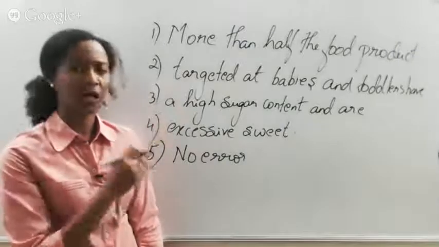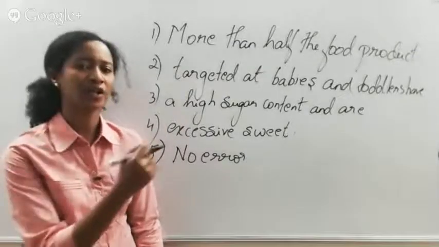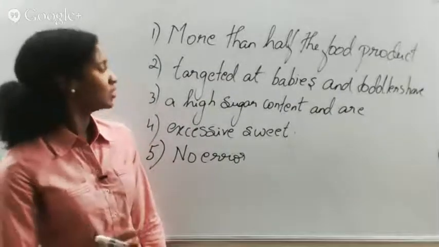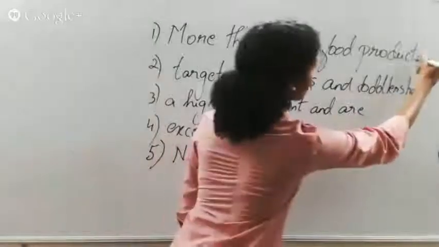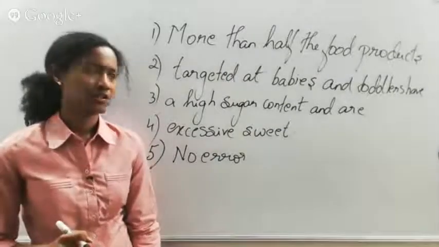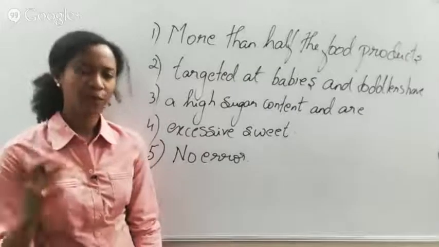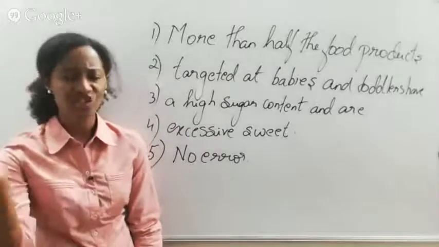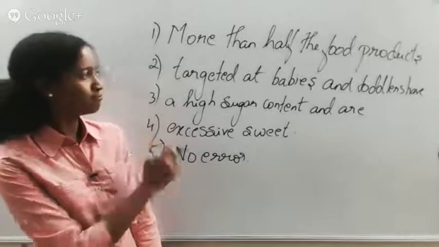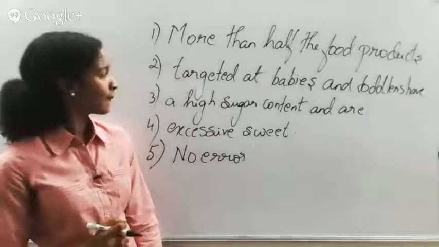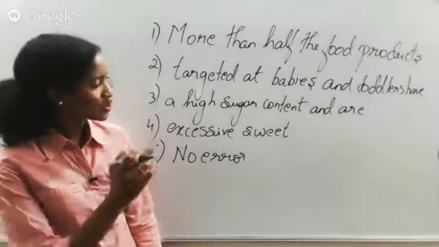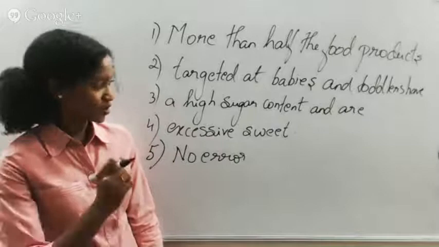So let's look at each part. Again, take a couple of seconds. Which part do you think has the error? More than half the food products, targeted at babies and toddlers have a high sugar content and are excessive sweet. Okay. So where do you think is the error? Keep in mind the word class. Nouns, adjectives, verbs, adverbs. Okay, let's go one by one. More than half the food products targeted at babies and toddlers have, okay, a high sugar content and are excessive sweet.